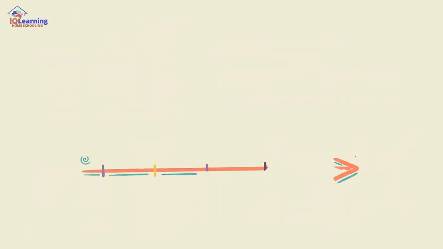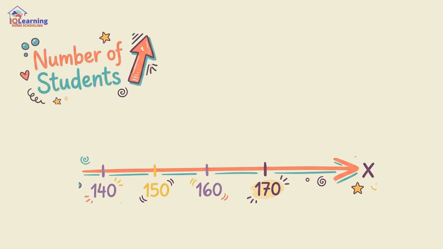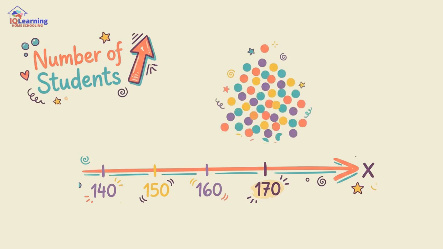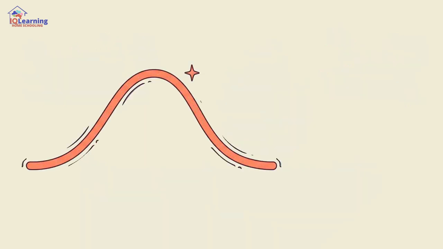Now picture putting all those heights onto a graph. Along the bottom, you place the heights: 140, 150, 160, 170, and so on. Going upward shows how many students have each height. Near 170 centimeters, the graph rises high because many students are close to that height. As you move farther away from the average, the graph becomes lower because fewer students are extremely short or extremely tall. When you connect all the points smoothly, the shape looks like a bell.